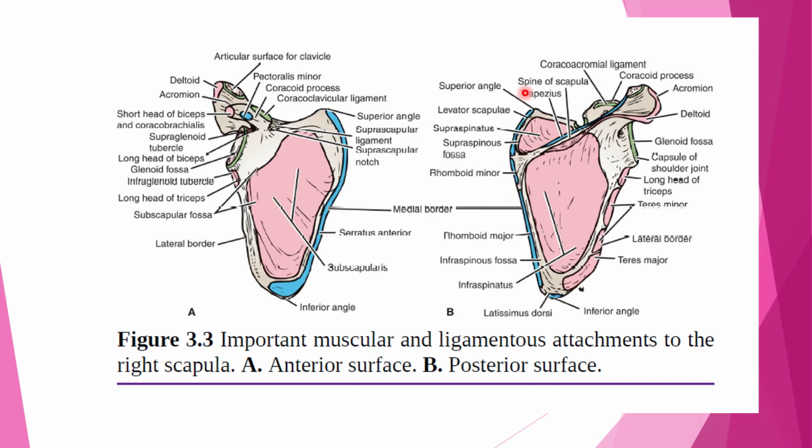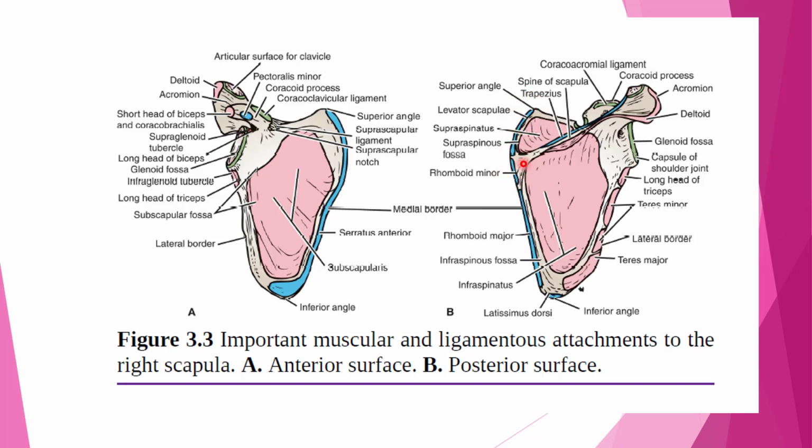Now we will come to the medial border. This is medial border. Okay, you can see here one muscle which is inserted on the medial border above. This is levator scapulae muscle. Okay, it is inserted on the dorsal aspect of the medial border, from the superior angle up till the root of the spine. This is levator scapulae muscle.